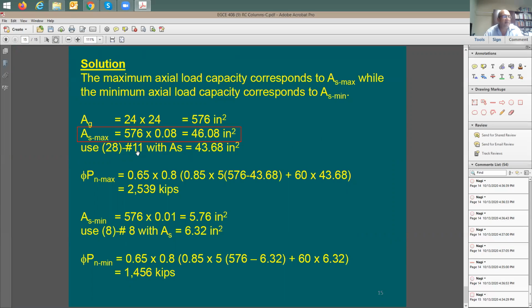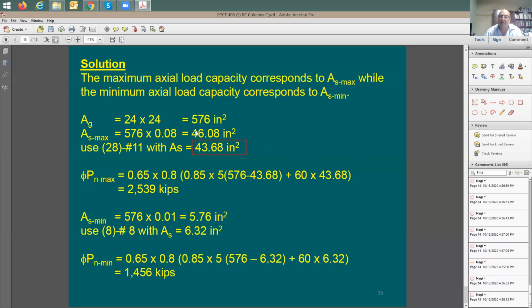Yeah, this is what I did. I went to the maximum rebar size to reduce the amount of rebars. So I said, well, let me try 28, number 11. How much is AS in this case? 28 times 1.56 is going to be 43 square inches. So actually, this is going to be the cross-section area of the steel that I can use. So someone's going to say, why didn't you use 46?